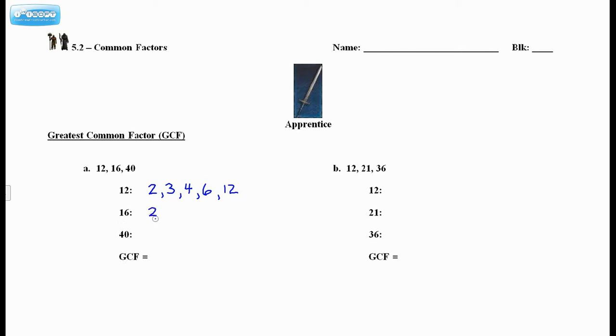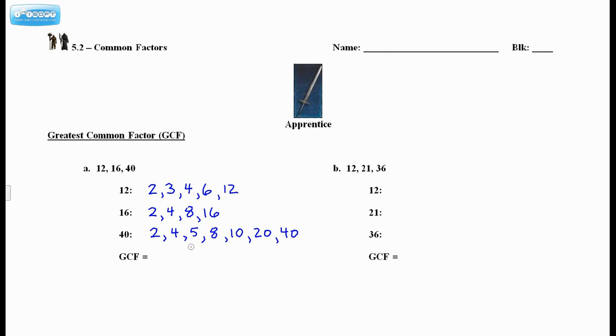16 is divisible by 2, 4, 8, and of course itself. 40, that has quite a few actually. 2, it's not divisible by 3, but it's divisible by 4. That's 4 times 10. Also 5. And then we get to pair them up. So it's 10 and 20 and 40. So all of those are all the factors of 40.